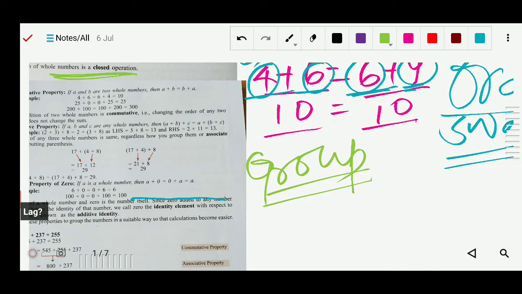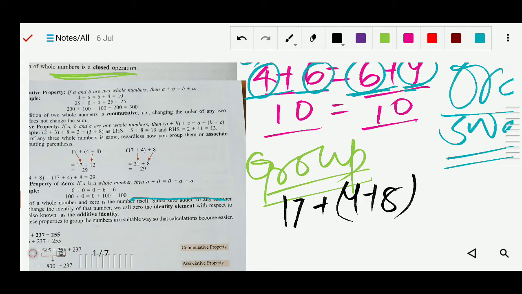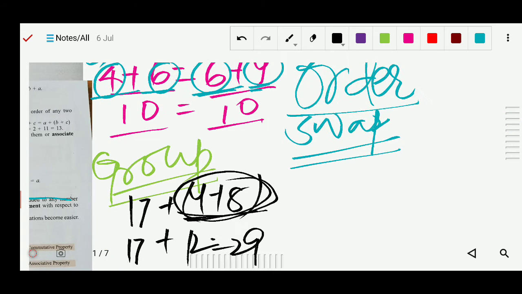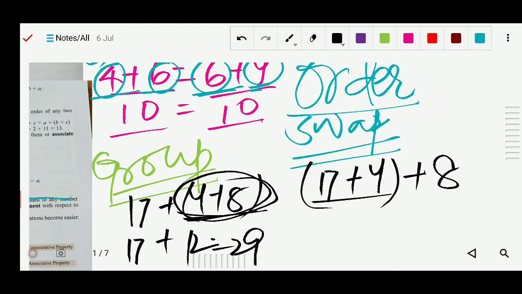Grouping means, suppose I take numbers and I want to add 17 plus 4 plus 8, and I put 4 plus 8 in the bracket. What is the answer? First we will do the operation inside the bracket, which gives 12. Then 17 plus 12, you will get 29. The same thing if I do like this: 17 plus 4 inside the bracket, and here is 8. So here we will do the operation first, 21 plus 8. What is the answer? Again we will get 29.